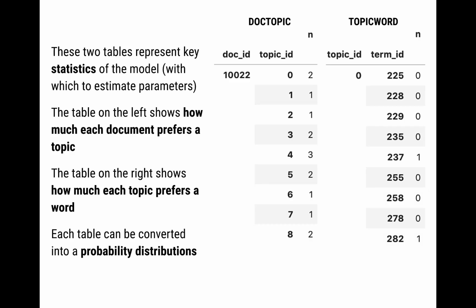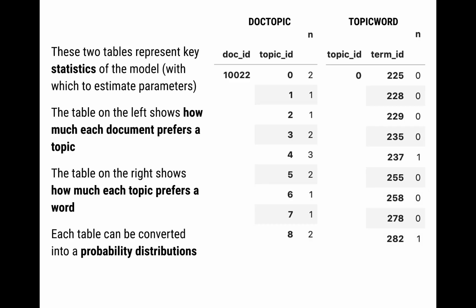So we can see here that in this particular document ID, topic number 4 is more represented than the other topics. This actually turns out to have a lot of topic representation. And on the right, we see that for a given topic, say topic 0, we see which words are represented. These are actual word counts, and from these we would estimate parameters by converting them into probability distributions.